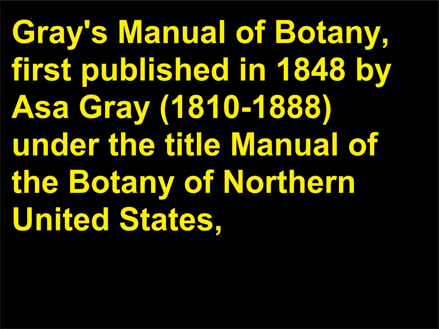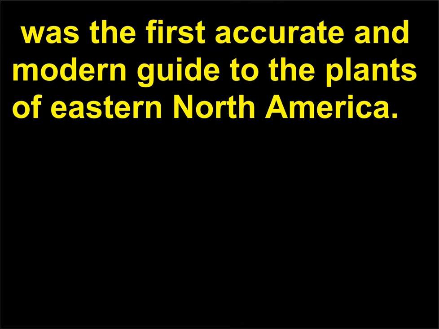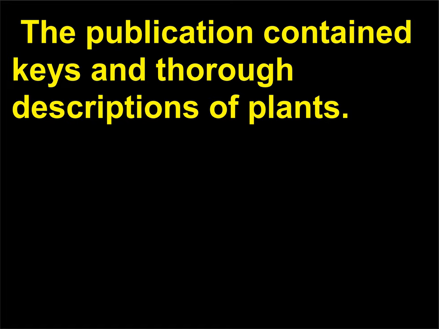What is Gray's Manual? Gray's Manual of Botany, first published in 1848 by Asa Gray, 1810-1888, under the title Manual of the Botany of Northern United States, was the first accurate and modern guide to the plants of eastern North America. The publication contained keys and thorough descriptions of plants.